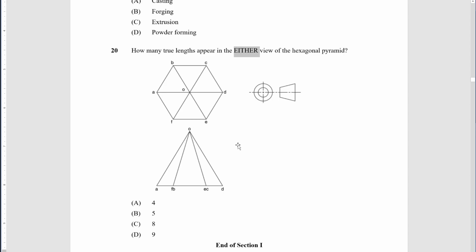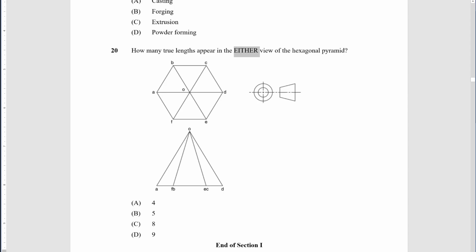So if the question said in both, how many sides are shown as true lengths in both views? Well, the answer would be FE. FE is the only one that was visible on both sides. But because we're asking in either view, I think the answer is 8. So 1, 2, 3, 4, 5, 6, 7, 8. I think the fact that I included 9 as an option is a bit mean.